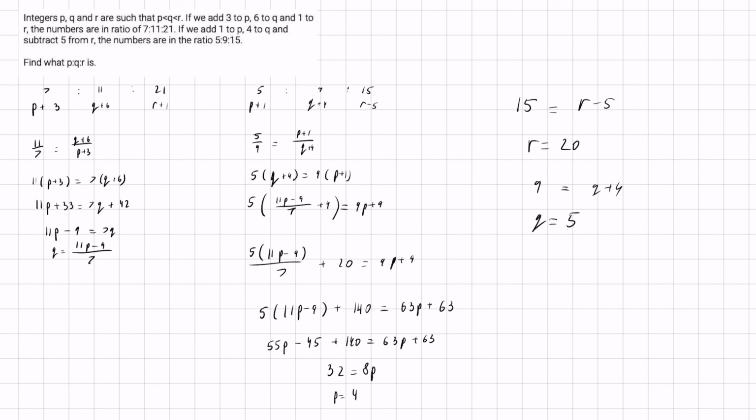And our final answer is therefore 4 to 5 to 20. So p to q to r. And that follows our first inequality, where p is less than q and q is less than r. That's it. That's how you solve it.